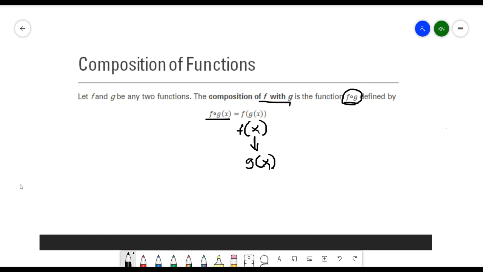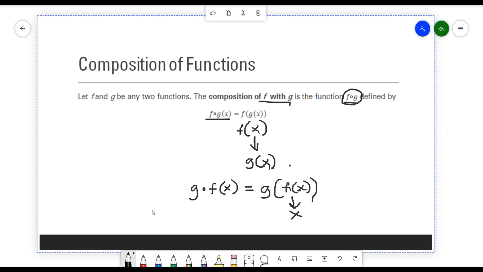So same goes if the given is g of f. If the equation is given as g of f of x, then that is equivalent to g of f of x, wherein this one, f of x, is said to be equivalent to our x. So basically, this is the composition of functions. Now let's try to solve examples for this one.